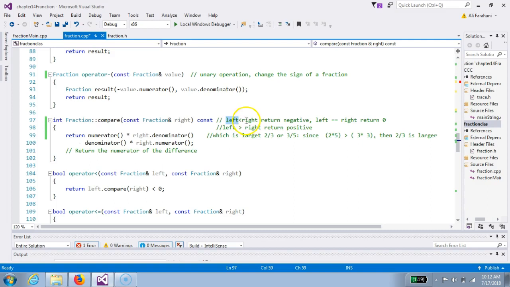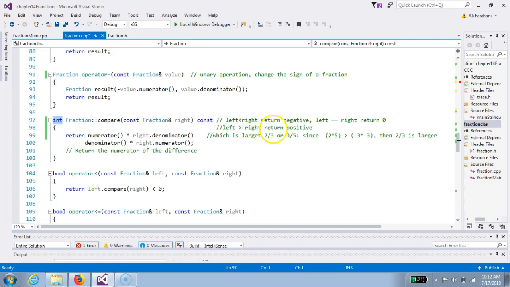If left is less than right, then you will return a negative number. Notice that the return type is an integer. If left is equal to right, the fraction that's making the call is equal to the fraction that's passed as a parameter, then return 0. Else, if the left fraction is larger than the right fraction, return positive.